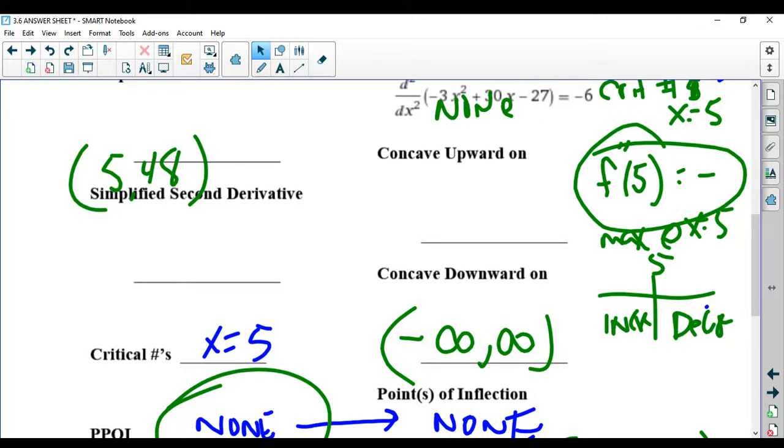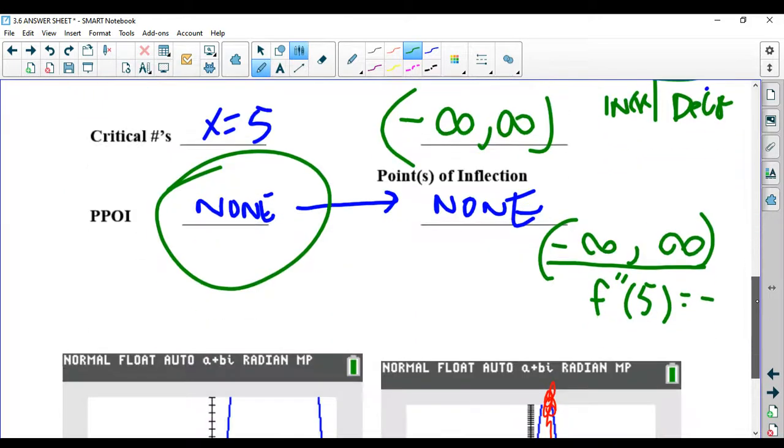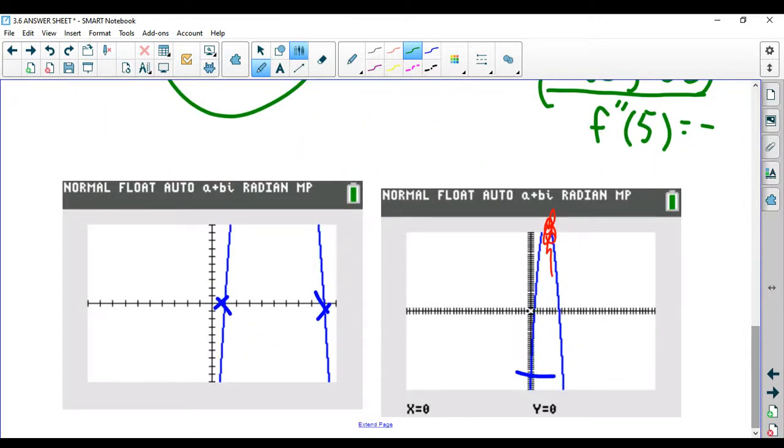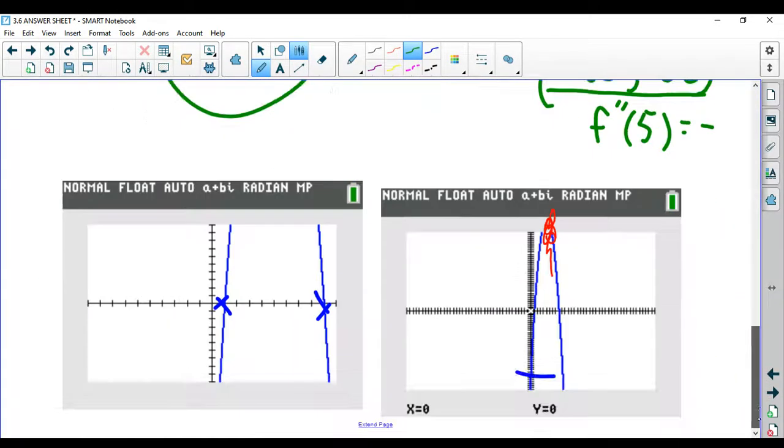It's concave up nowhere. Never concave up. If you look at the graph, you can see that it's always concave down. So that's that. Hopefully that wasn't too messy. Hopefully you understood it. The next example is going to be a more complicated example. It's going to be a rational function, and we'll get to that next.